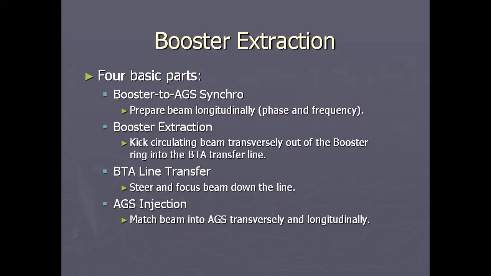Then what I call booster extraction proper, which is the magnetic process that kicks the circulating beam out of the booster acceptance and into the booster to AGS transfer line. Then the BTA line transfer, which is largely geography, and delivers the beam to the AGS. And then AGS injection, which is a similar process to booster extraction in reverse. So we'll just talk about each of these in series.